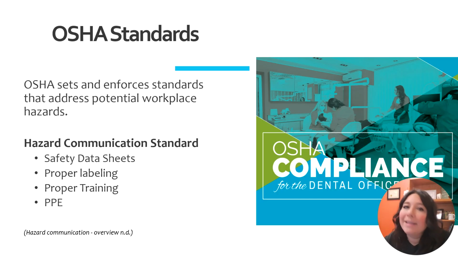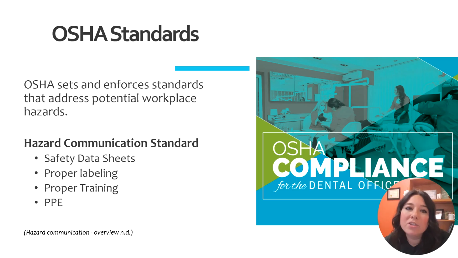So what exactly is OSHA? OSHA is a federal agency that ensures safe and healthy working conditions by setting and enforcing standards that address potential workplace hazards. In order to ensure chemical safety in the workplace, information about the identities and hazards of the chemicals must be available and understandable to workers.